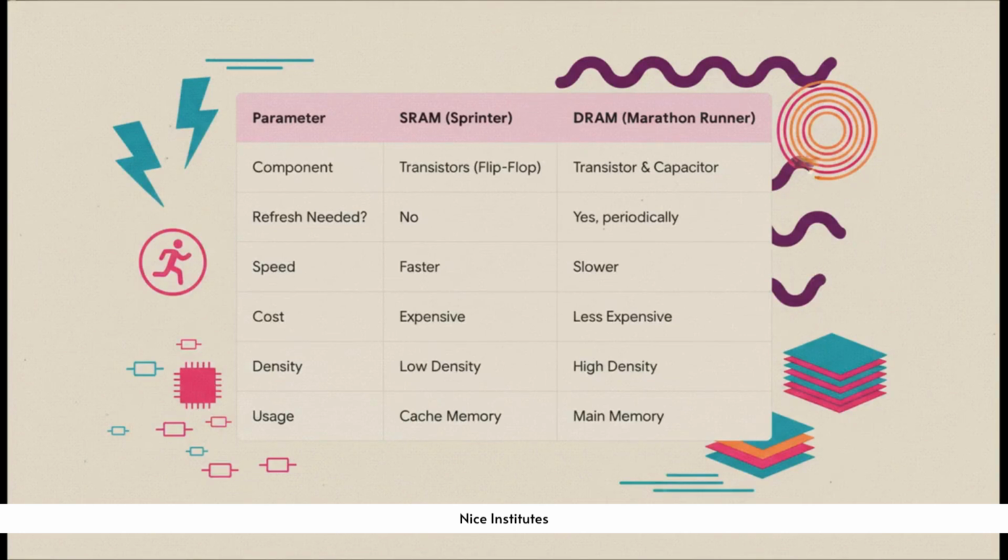Take a look at refresh needed. A clear no for our sprinter, SRAM, and a definite yes for our marathon runner, DRAM. Now look down at density. SRAM is low density, but DRAM is super high density. That's why you can have 16 or 32 gigabytes of it in your laptop. You can see how their final job, their usage, is a direct result of these fundamental differences.